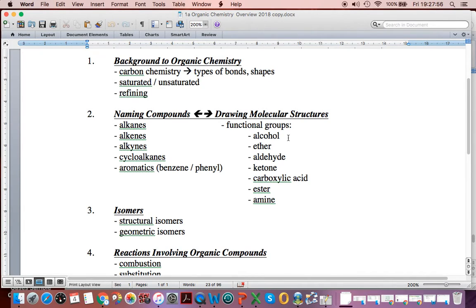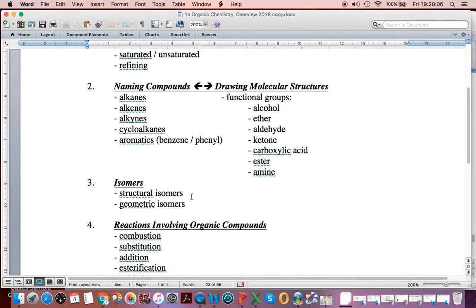We're going to look at alcohols, ethers, aldehydes, all the way down to amines. We may talk about amides, and a lot of these things are going to be important if you take Biology 12. Last year you learned about structural isomers, and this year you'll learn about them again in more detail, and you'll learn about geometric isomers.